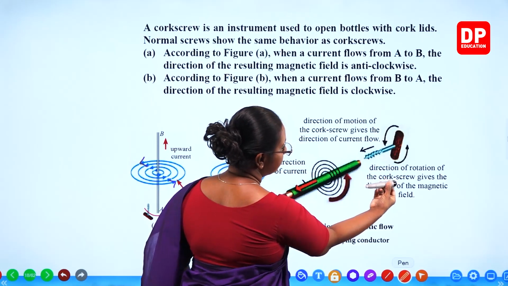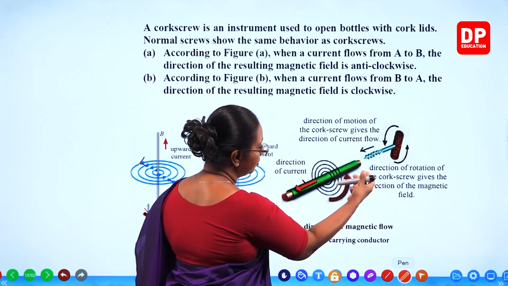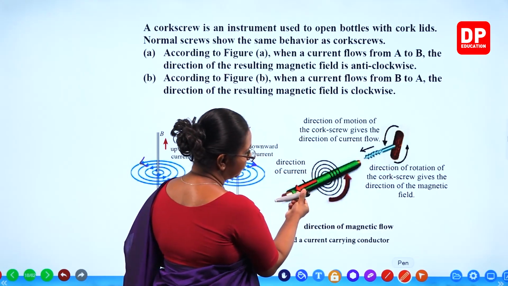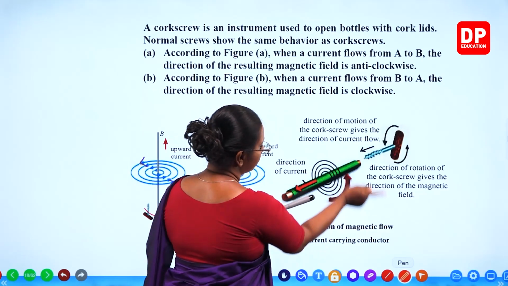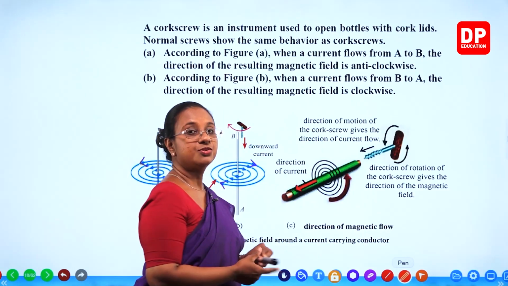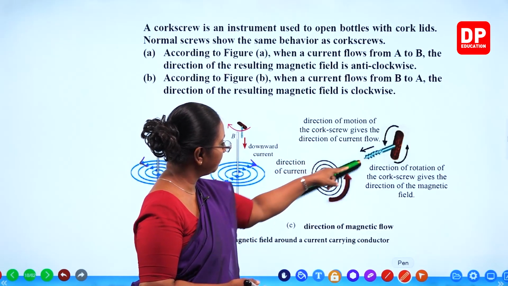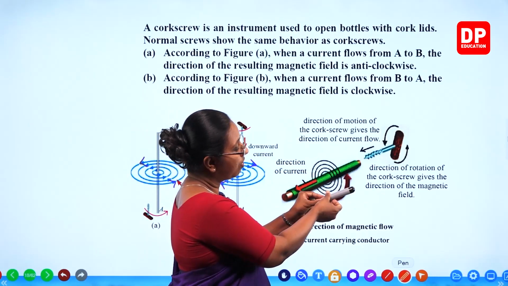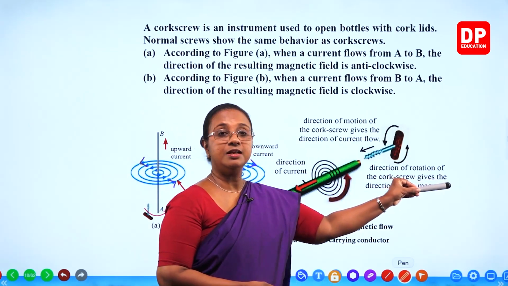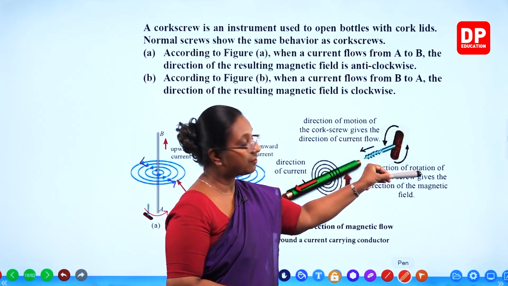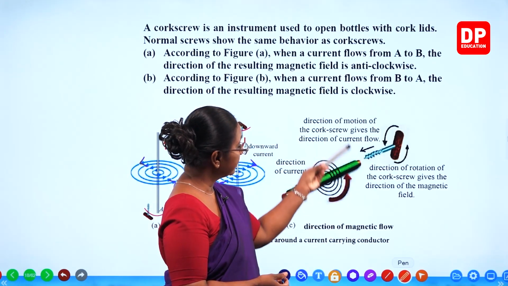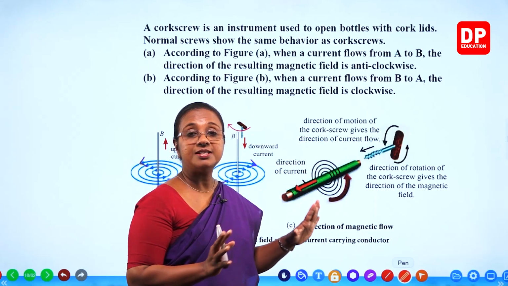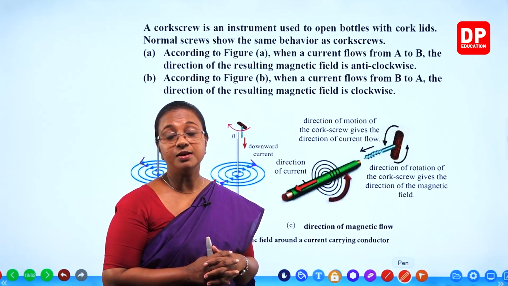So here you can see this is the corkscrew. It's going to move this way. Now we are going to rotate it like that. So the corkscrew will move this way and the rotation is also like that. That is the direction of the magnetic field, and this is the direction of the current flow. If the corkscrew rotates the other way, going in the opposite direction, the direction of the current flow will be that side and the magnetic field lines are going to be outwards. So that's how the Maxwell corkscrew rule works.